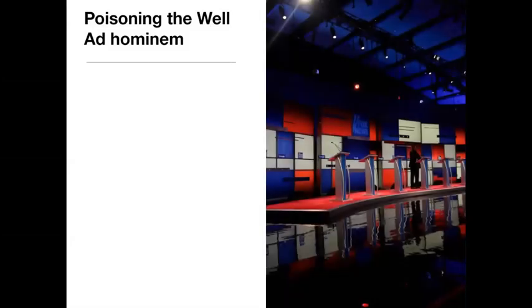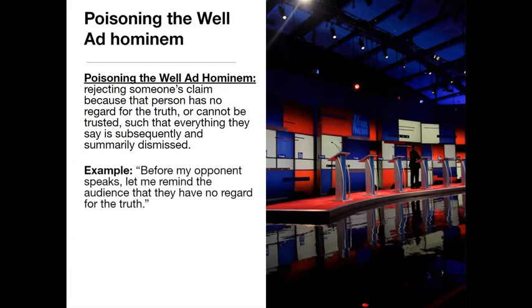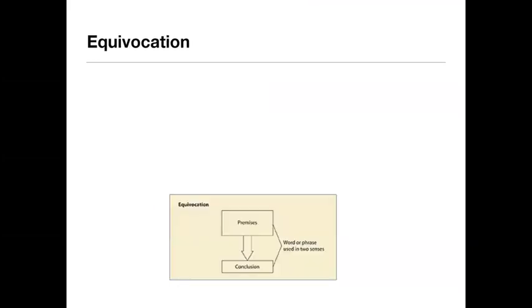Another form of ad hominem, which is, again, common in politics, is called poisoning the well. This is usually used in advance, when somebody is about to take the stage or about to talk, and you kind of taint the water so that anything they say is probably going to be dismissed or regarded with some degree of skepticism. So it'd be something like, before my opponent speaks, let me remind the audience that they have no regard for the truth. Then if somebody came up to the stage following what I just said, the audience is going to think that the well is poisoned, that they can't trust anything that comes out of it, right? So this is a very common tactic in political debates, and especially online.